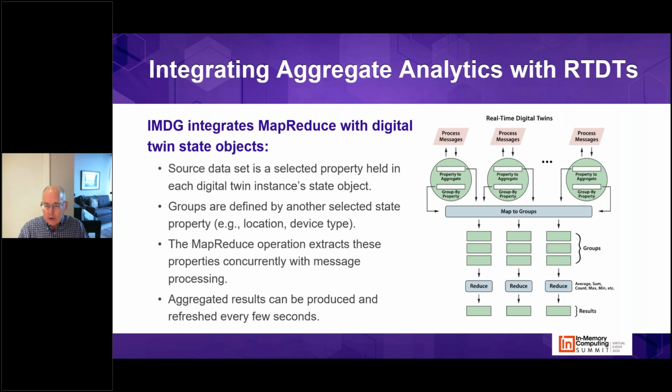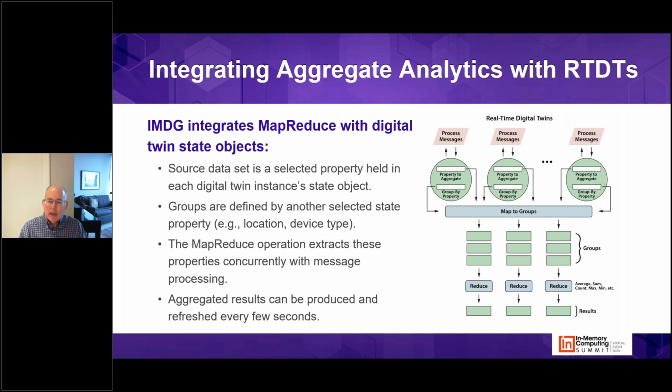So you can think of the real-time digital twin state objects as hosting properties, as we saw before. And so the user of aggregate analytics can select a property to aggregate for a MapReduce computation. We'll look at that in a minute, and select another property to group the aggregated values by. So one could look at alert level by region, for example, and by simply selecting properties out of the state objects and allowing the platform then to perform a MapReduce, which is aggregating data in groups, these results can be produced very, very quickly.